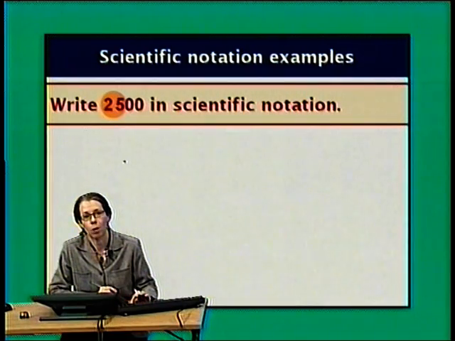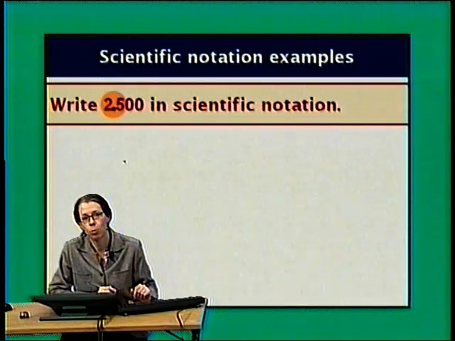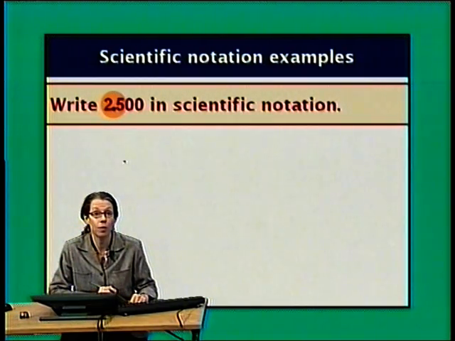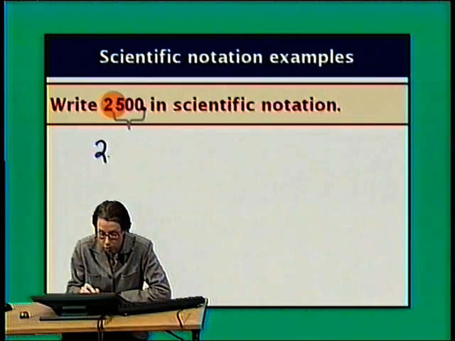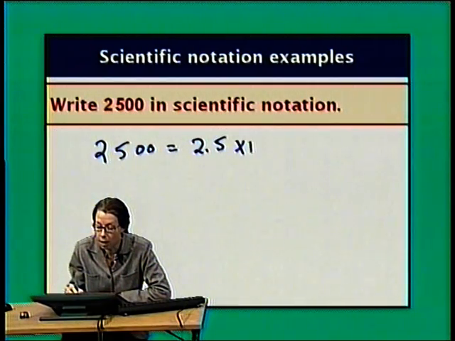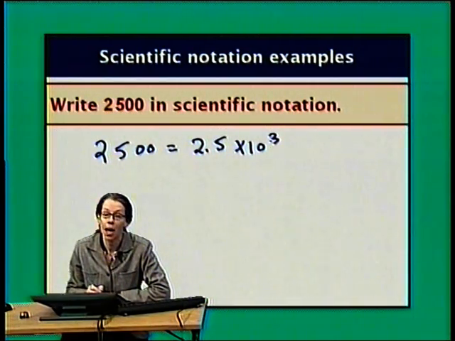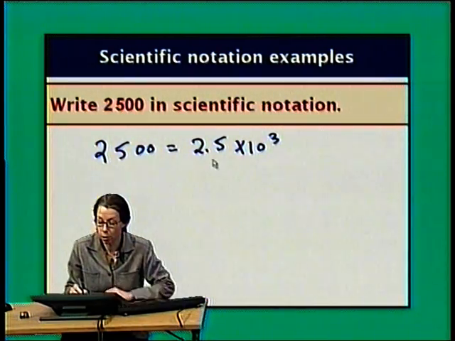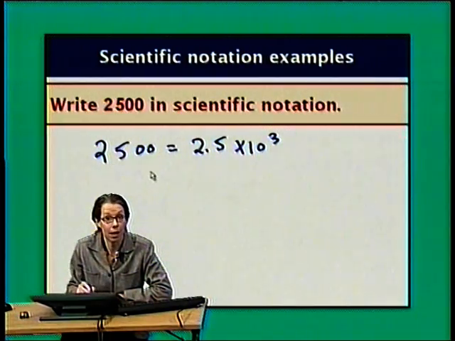So where's the decimal point going to go? Well, my mantissa is between 1 and 10. So I'm going to want to drop that decimal point in between the 2 and the 5. 2.5 is between 1 and 10. To get 2,500, I'm going to need to move that decimal point 3 units to the right. That's the same as multiplying by 10 cubed. So 2,500 is the same as 2.5 times 10 to the 3rd power. If I want to check, I can just take 2.5, move that decimal point 3 units to the right, make sure I get 2,500.